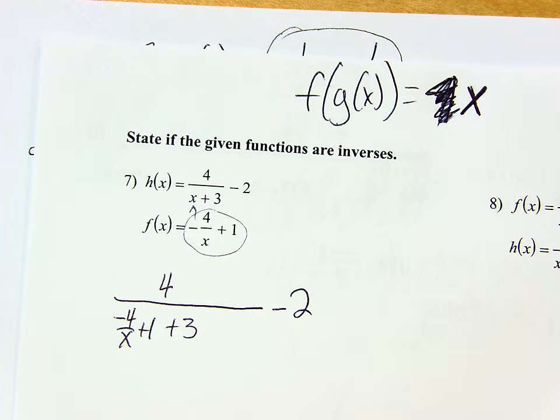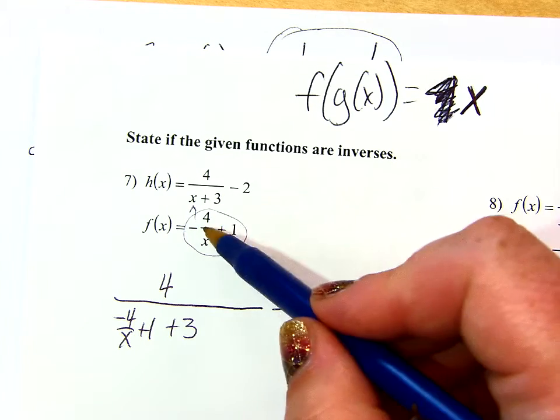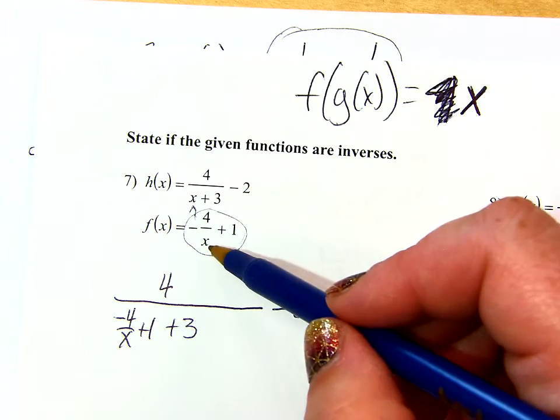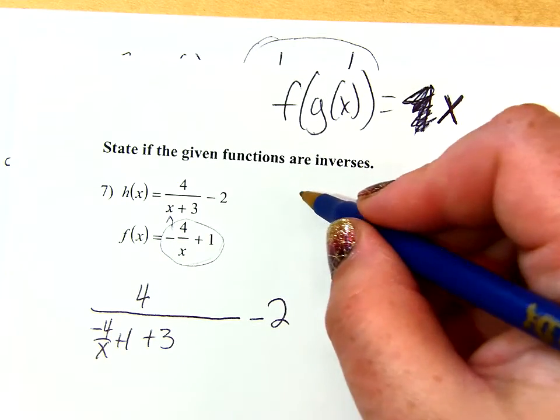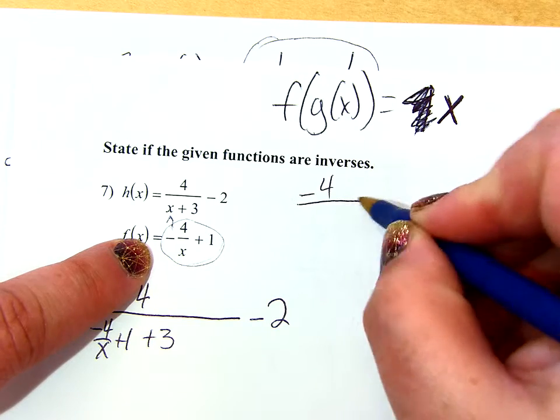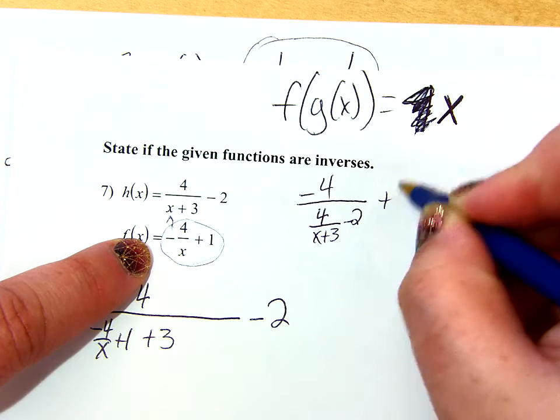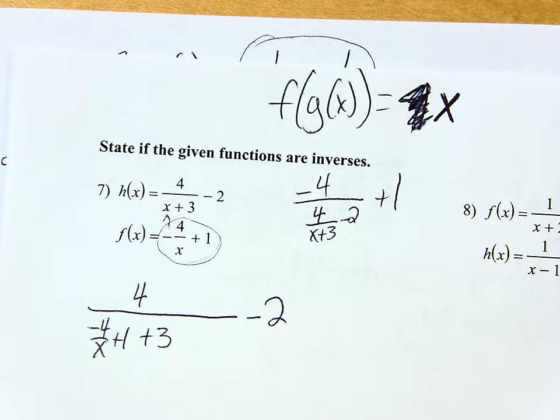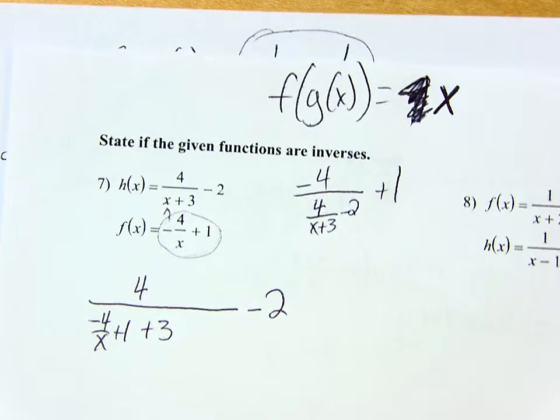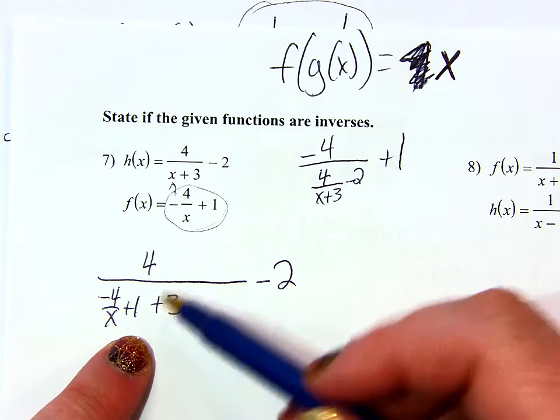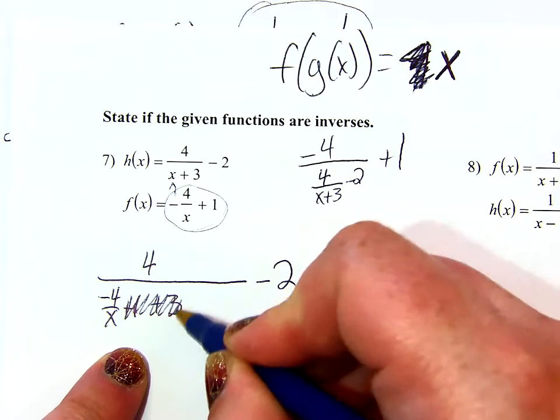Wait, why do you put the plus 3? Because I took this one and I replaced, yep. If you replace the top on the bottom, what would it do? So I just went up and did it. I'd have negative 4 over x plus 3 minus 2 plus 1. Okay. You with me so far? All right. So here, 1 plus 3 is just a plus 4, right? Plus 4.